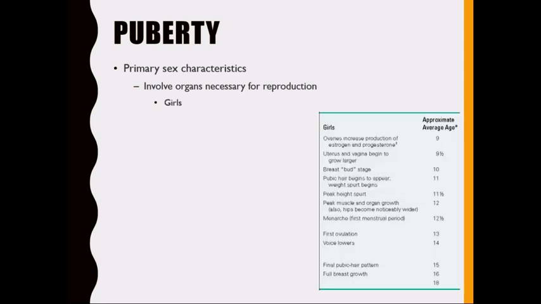There are two main kinds of changes that are going to occur during puberty that are really important for taking a child into a reproductively capable person. Primary sex characteristics are those that involve the organs that we use for reproduction. So we're going to have changes that make the organs start working to produce potential offspring. So let's start with the girls.